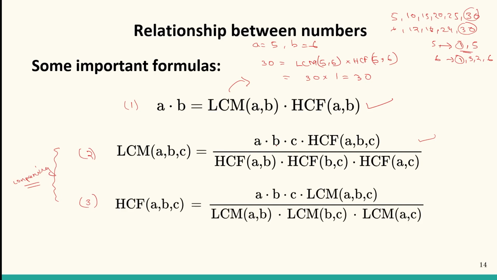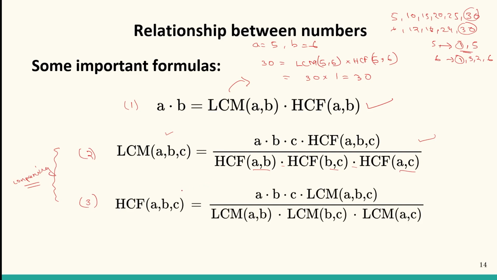So ABC is multiplied in the numerator, and with that we multiply the HCF of A, B and C. If you want to find the LCM of ABC, you give ABC to the numerator and multiply it with the HCF of ABC. In the denominator, you find the HCF of any two, so that all three possibilities are covered, and multiply them together. That is, you find the HCF of AB, the HCF of BC and the HCF of AC, and multiply them. Then you get the LCM of ABC.